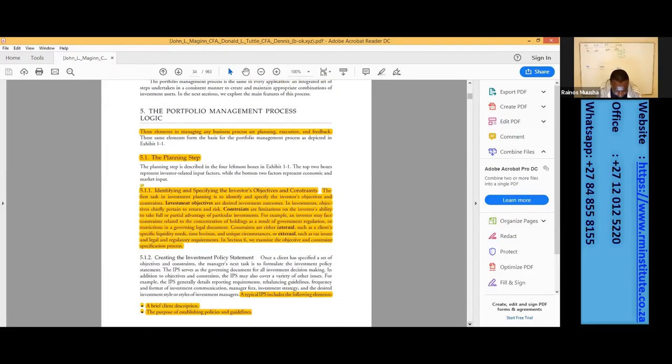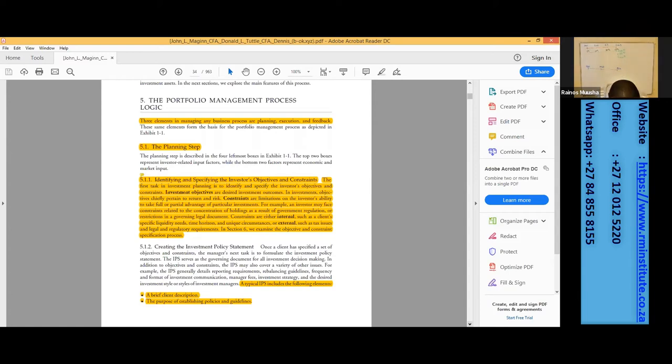Section 5 looks at the portfolio management process logic. And here they say three elements in managing any business process are planning, execution, and feedback. So these are the steps which are followed in the portfolio management process. On the first step, which is the planning step, you are identifying and specifying the investor's objectives and constraints.